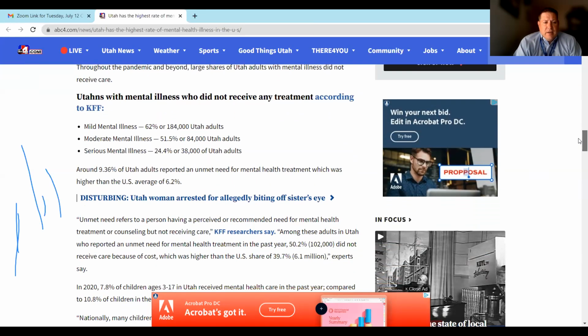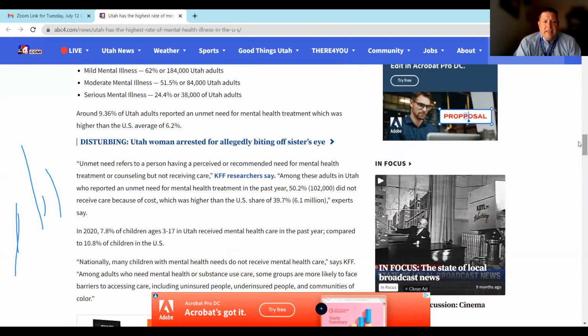The last piece, when you look down here, talks about the unmet need of clients, which refers to a person having a perceived or recommended need for mental health treatment or counseling but who did not receive care. In the state of Utah, 50% of them reported it was because of cost, and that is higher than the United States average, which was 39.7%. So their research indicates that the cost of healthcare could have been the reason they didn't receive those services. I'm personally of the opinion that there were some other factors in addition to cost that could have created barriers, and we'll talk about those shortly.